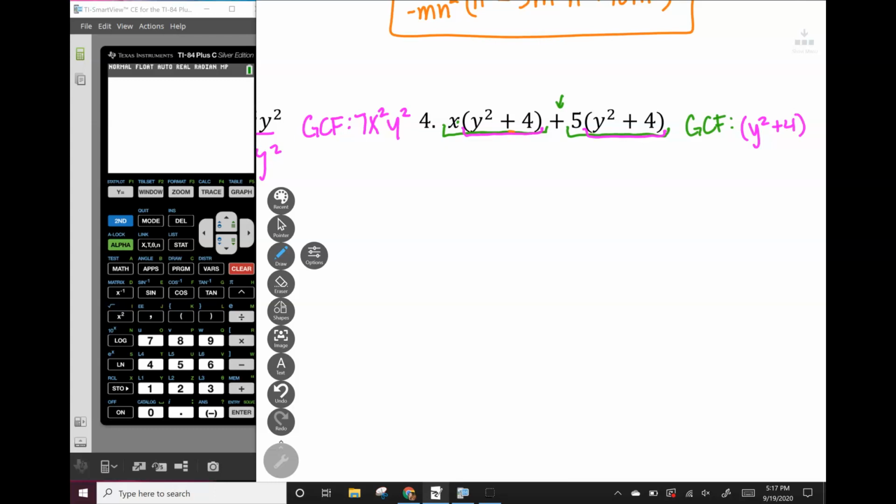That whole term. So we are going to divide by y squared plus 4 on each of these terms. Okay, so I'm going to put the y squared plus 4 on the outside. If I divide this, that cancels and that cancels, leaving us with just x plus 5.